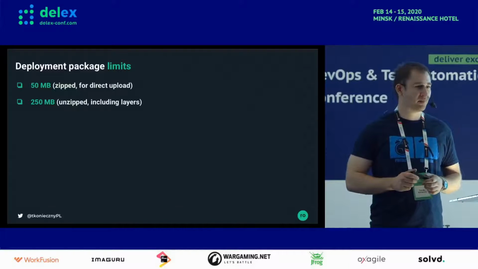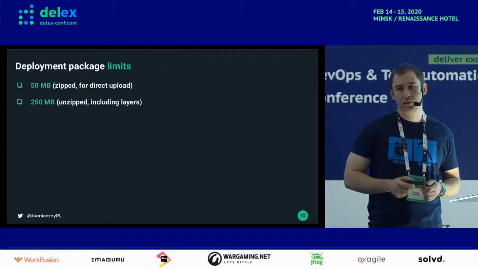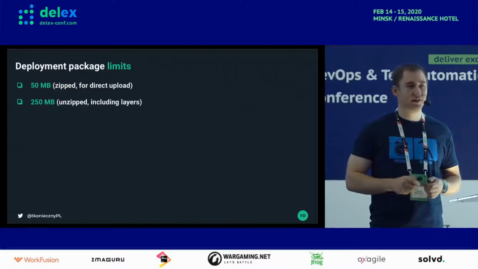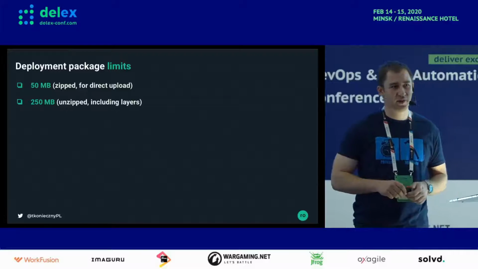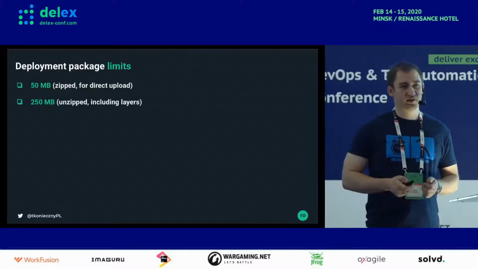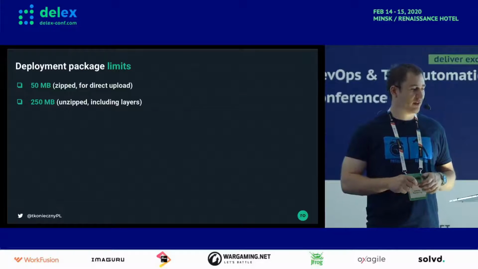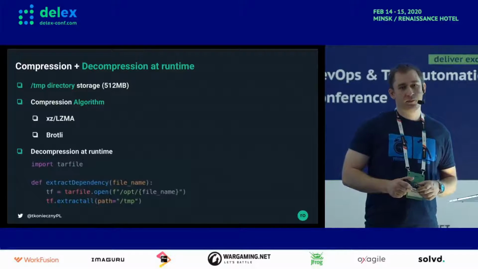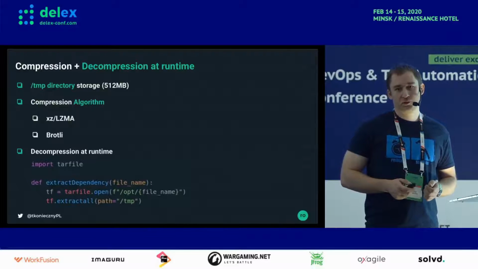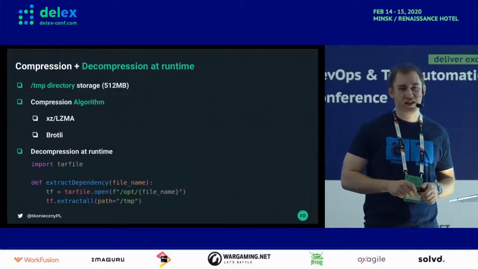How Lambda Layers works is that during the first execution, it copies the content of Lambda Layers to the opt directory in Lambda, so we can use it from there. We have all of these libraries or binaries available at the opt directory. But here we have this limit. So what can we do? We can deploy layers with compressed binaries to reduce this size, and then we can decompress them at Lambda runtime.